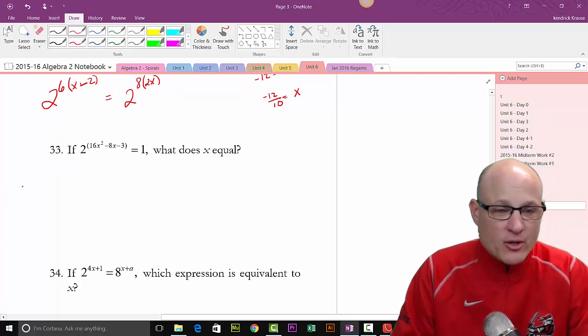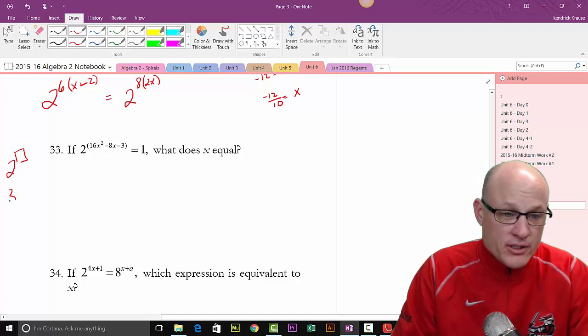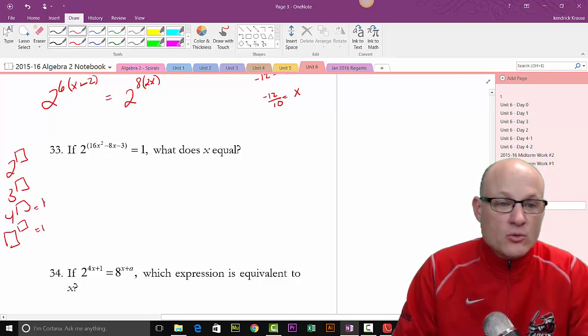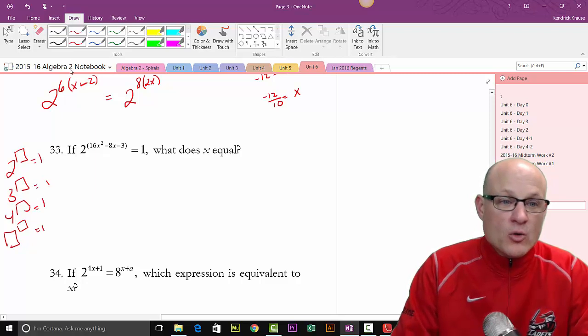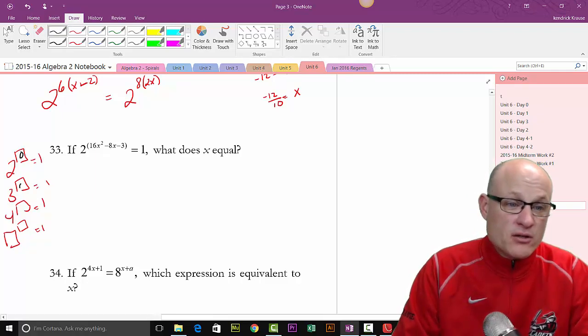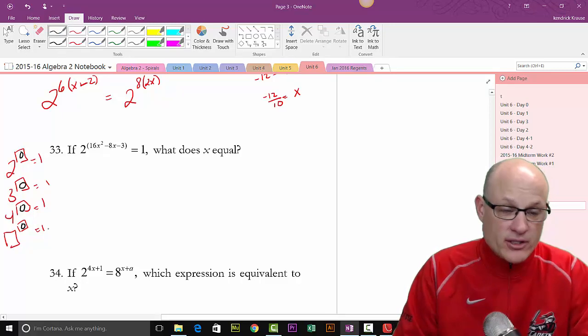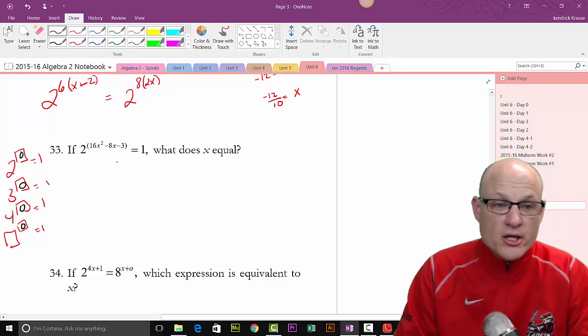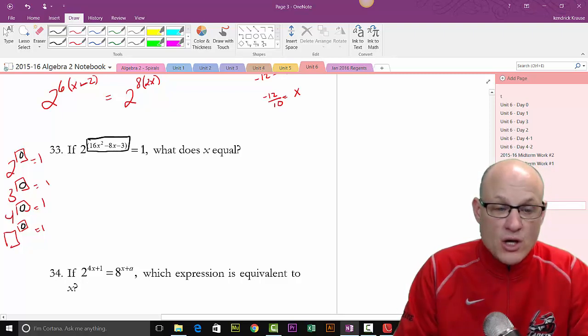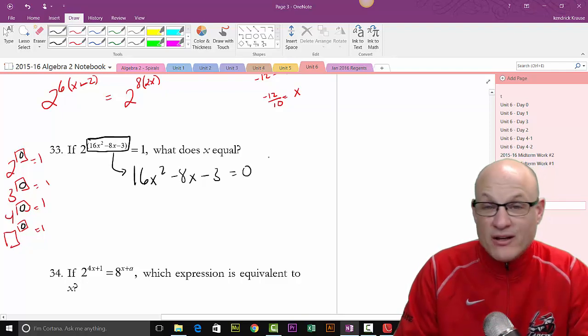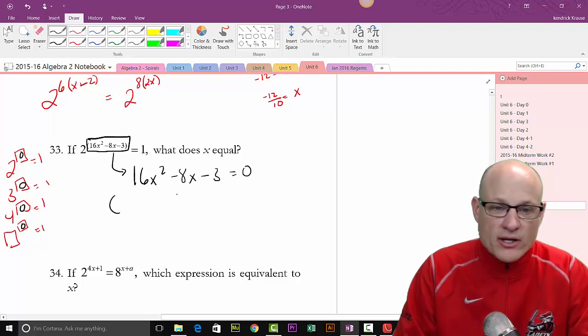When does something, I don't care what it is, 2 to something, 3 to something, 4 to something, peanut butter and jelly sandwich to something, equal 1? Well, the exponent has to be 0. Anytime you raise, I don't care if you raise a peanut butter and jelly sandwich to the 0 exponent, it equals 1. So when would 2 to whatever this is equal 1? Well, this has to equal 0. So 16x squared minus 8x minus 3 equals 0. Tricked you. So all we got to do is factor it.